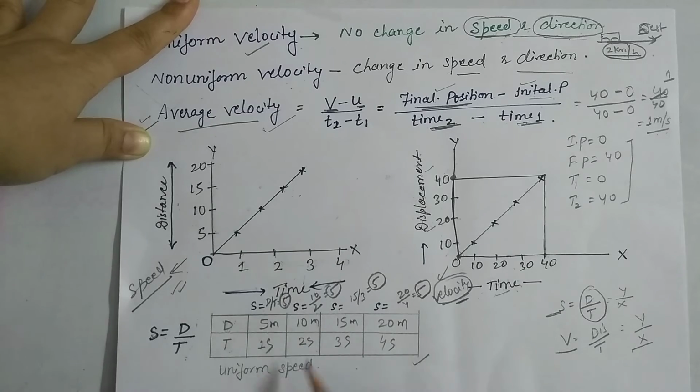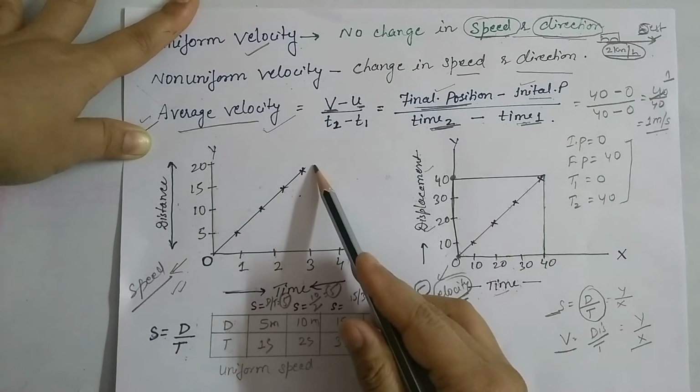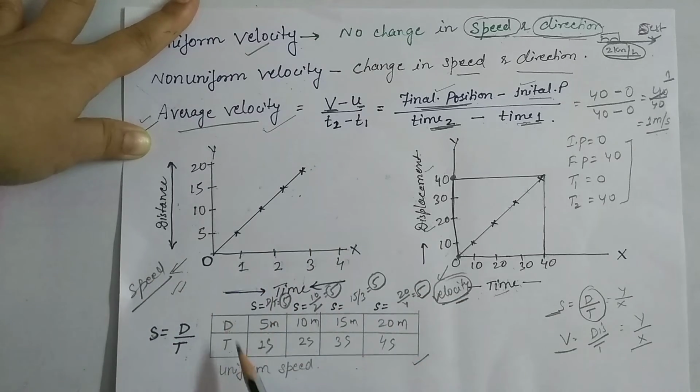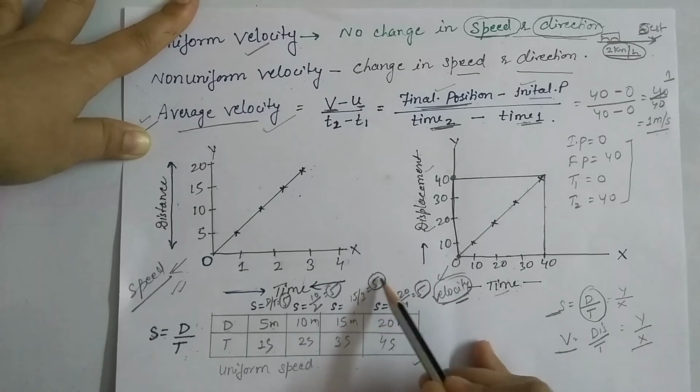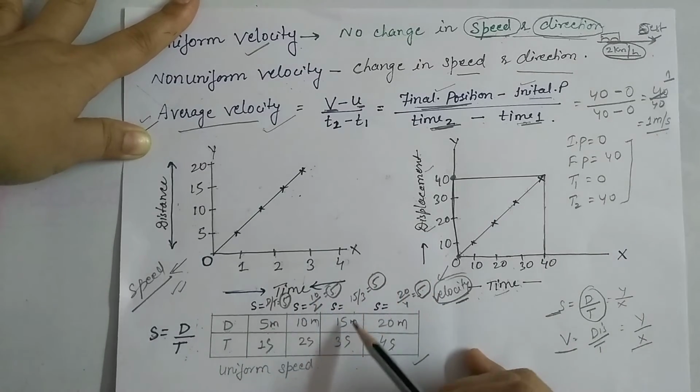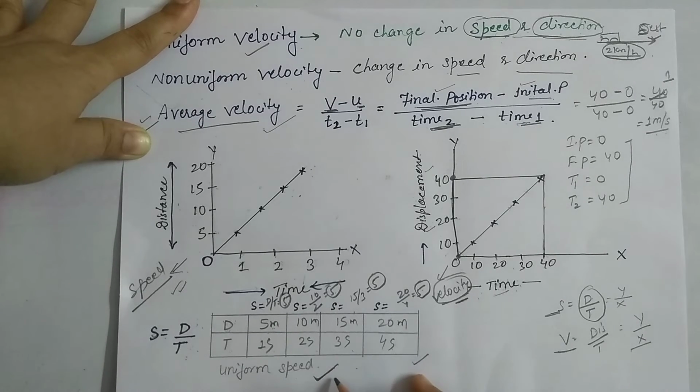So you will say that this is uniform speed. The object is moving with uniform speed. When you divide distance by time, you get 5 in each case. So you will find that the object is moving with uniform speed.